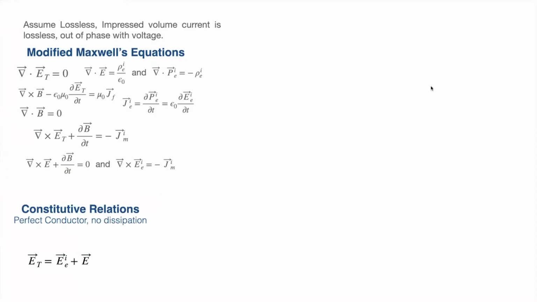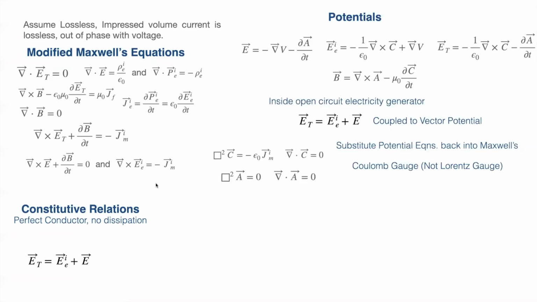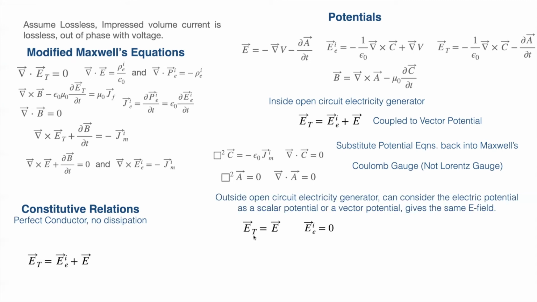Let's go back to Maxwell's equations and our definitions of our potentials. If we substitute these potentials back into Maxwell's equations, we can derive these formulas. We can choose the Coulomb gauge, not the Lorentz gauge. Outside, we will have E_T equals E. The impressed field doesn't exist outside the source. Equate these two to each other. The scalar potential equals the vector potential, and that means outside the electricity generator, we can either consider it as a continuation of the vector potential inside or the scalar potential outside.